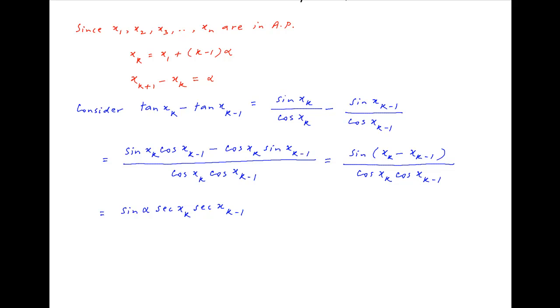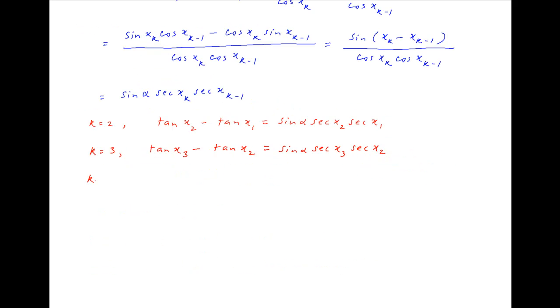Now in this equation we put k is equal to 2. So the left hand side is tan of x2 minus tan of x1 is equal to sine alpha times sec of x2 times sec of x1. Similarly, put k is equal to 3. We get tan of x3 minus tan of x2 is equal to sine of alpha times sec of x3 times sec of x2. Put k is equal to 4. We get tan of x4 minus tan of x3 is equal to sine alpha sec of x4 times sec of x3.